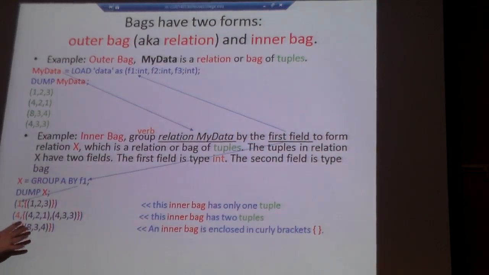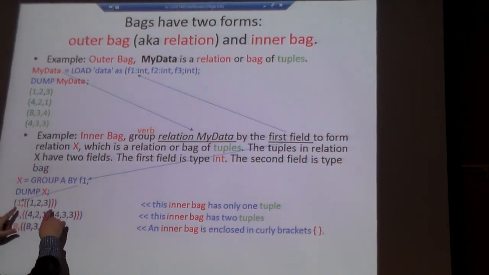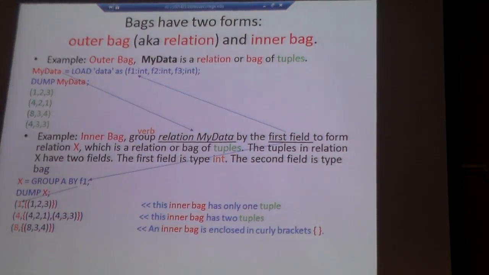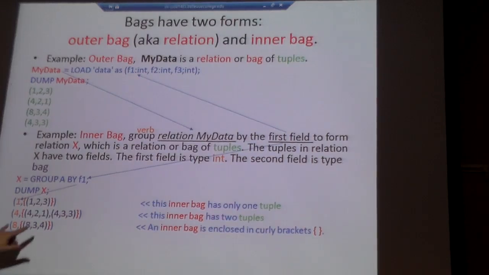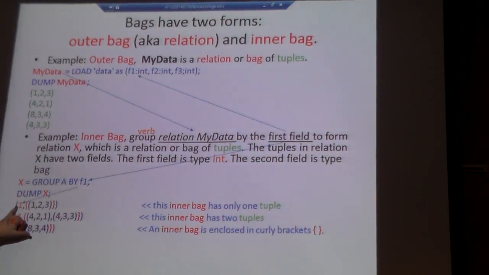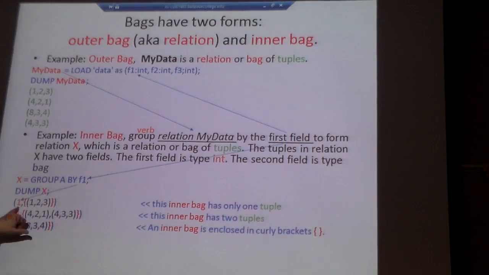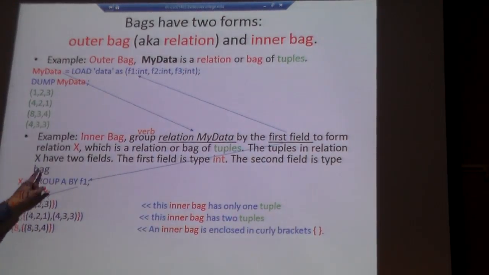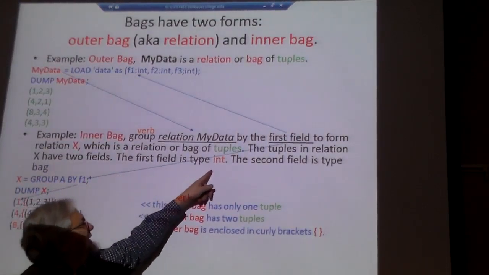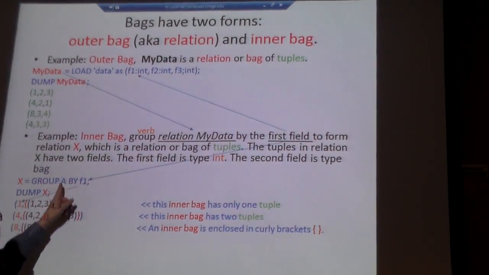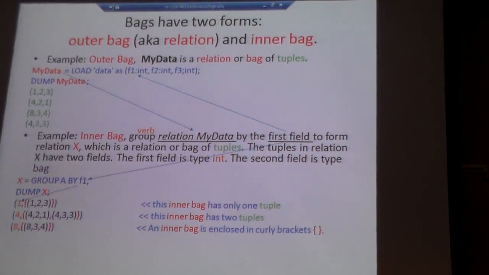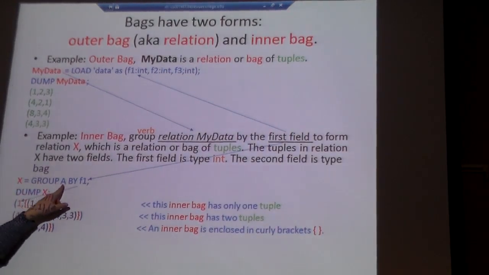So in this example, these things are called inner bag. And the inner bag is part of this relation. So we've defined this relation, and it has two fields. The first field is type int, and the second field is a bag. We defined it that we wanted the second field to be a bag. And we're saying X, group A.